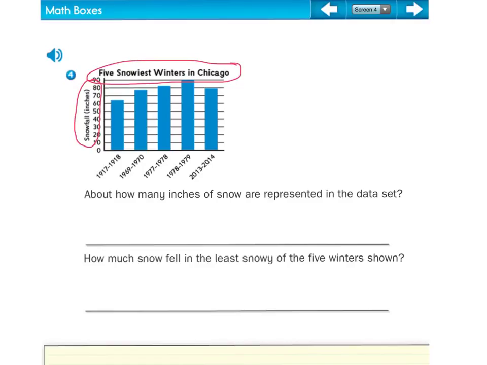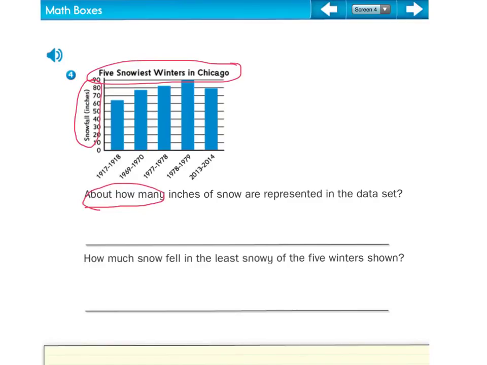Okay, so the first question in number 4 says, about how many inches of snow are represented on this data set? So in order to figure that out, you are going to look at all of the snowfall in inches for all of the different years. About how many means average. Give me an average of how many inches a year. So what I'm going to do is take all of those numbers and add them up. Again, about how many inches are represented in the data set.